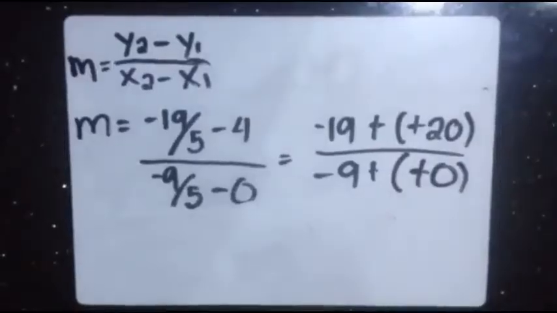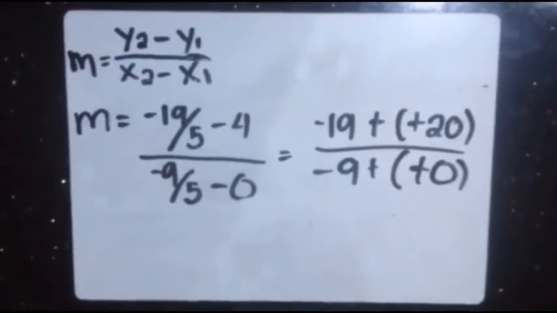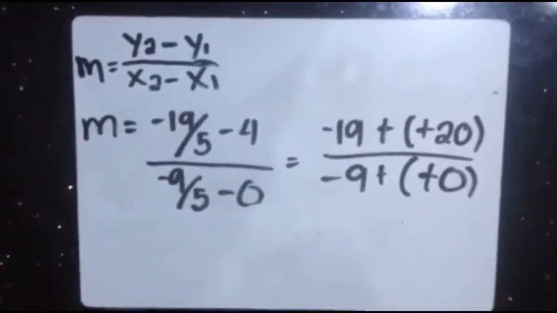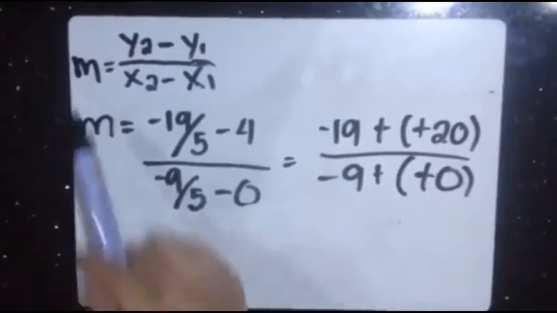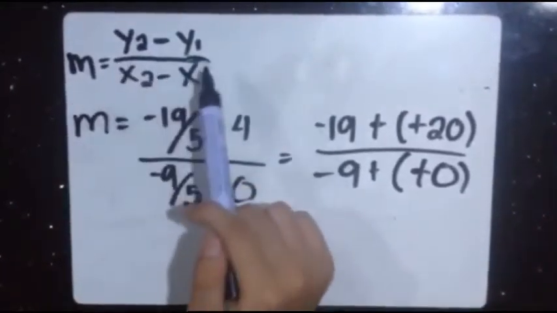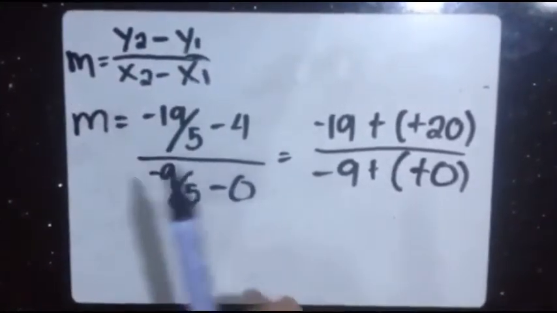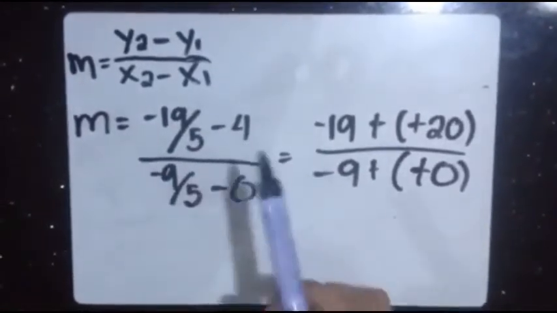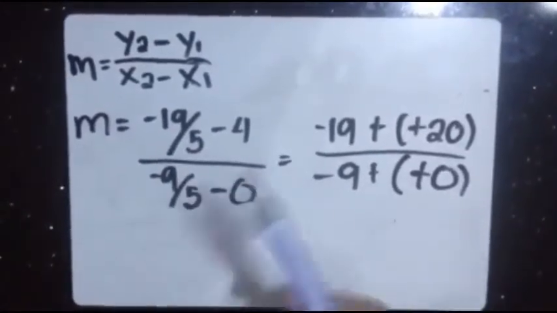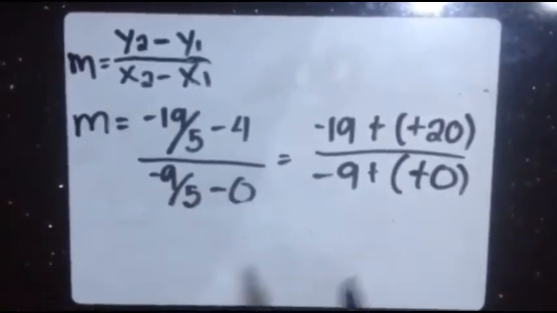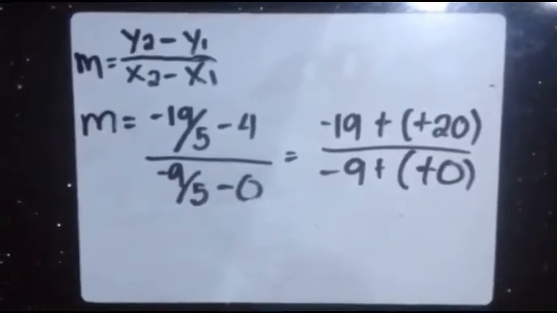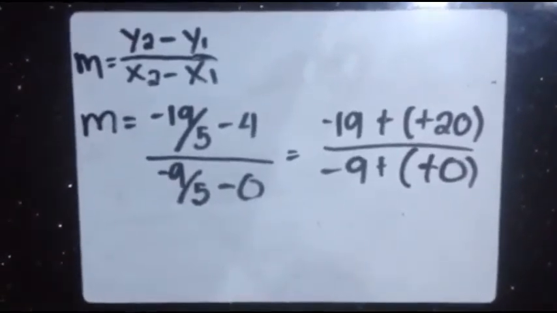So for line 3, you have to find a line that is perpendicular to the first line. You have to find the slope of that perpendicular line. So again, you'll be using the formula m equals y sub 2 minus y sub 1 over x sub 2 minus x sub 1. So you will substitute negative 19 over 5 minus 4 over negative 9 over 5 minus 0. It is a complex fraction, so you have to find the LCD and divide and multiply.